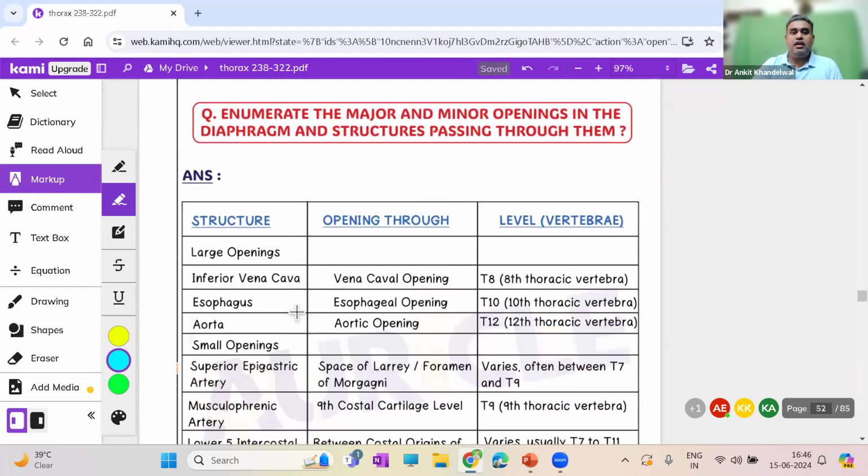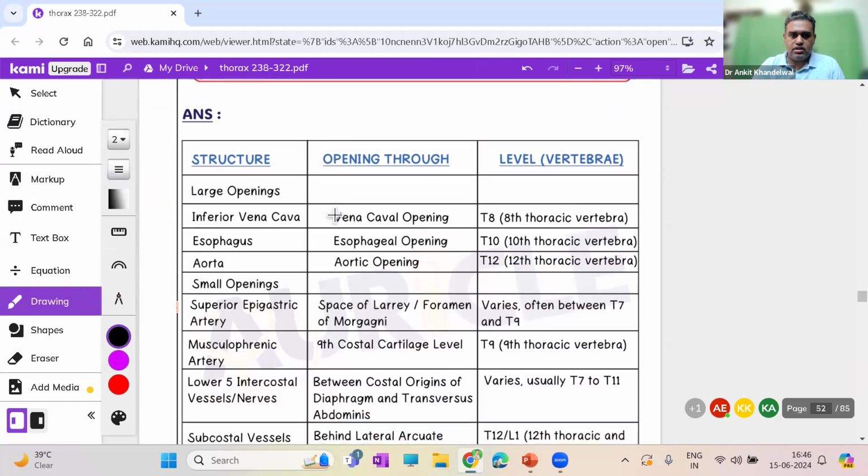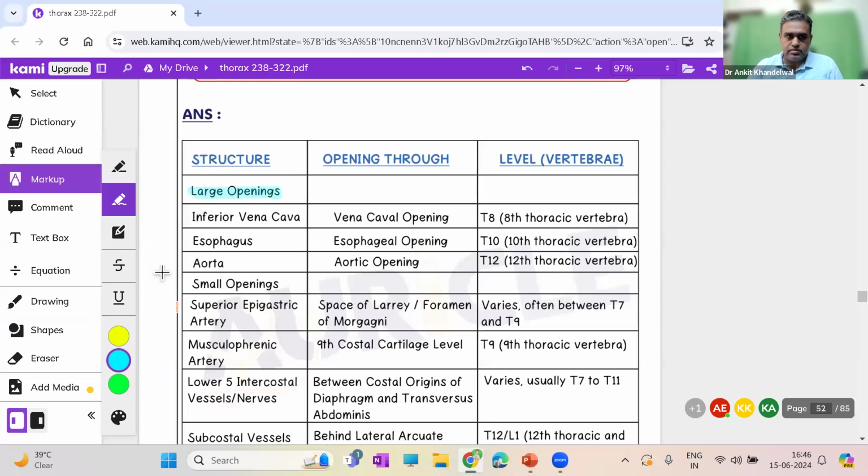Enumerate now: diaphragm, major and minor openings. This is a must-know topic over here. The must-know topic is what are the structures which are related to the diaphragm. So in diaphragm, the major openings over here are these three openings. Large openings are basically regarded as major. And these are your three: the IVC opening, the esophageal opening, and the aortic opening. They are at the level of T8, T10, and T12.